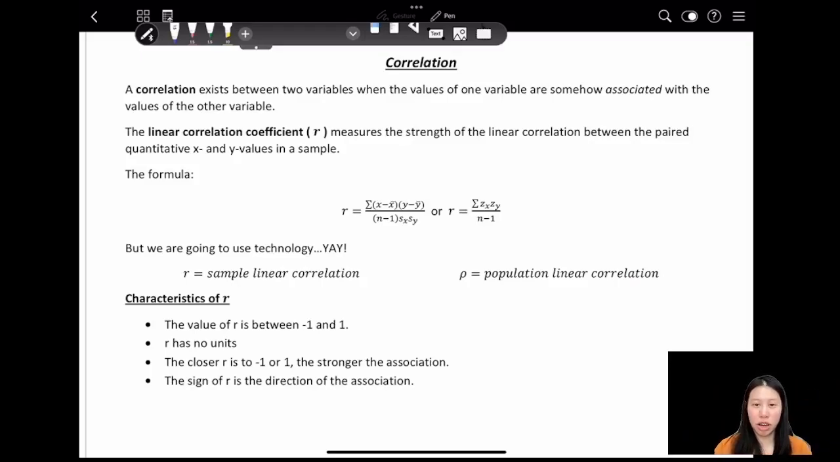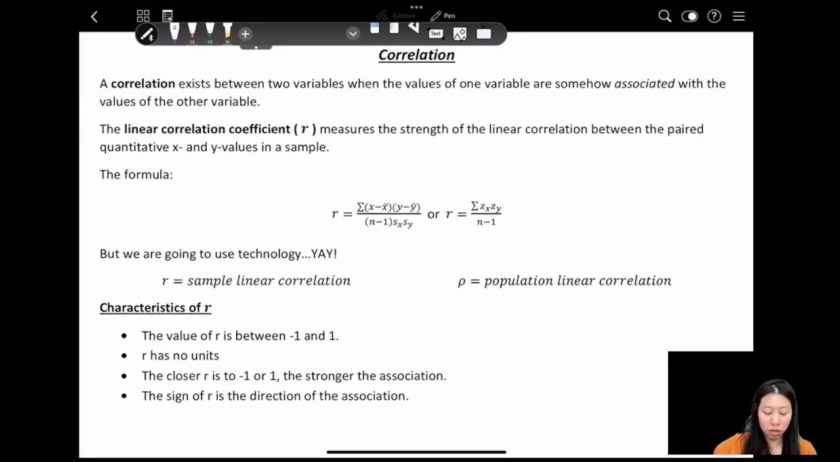So today we're going to talk about correlation. Correlation exists between two variables when the values of one variable are somehow associated with the values of the other variable. The linear correlation coefficient, R, measures the strength of the linear correlation between the paired quantitative x and y values in the sample.